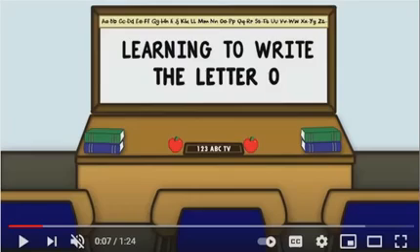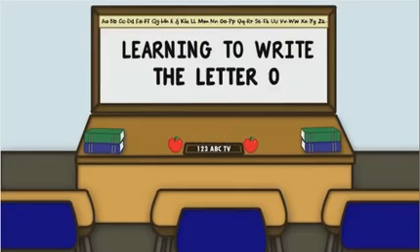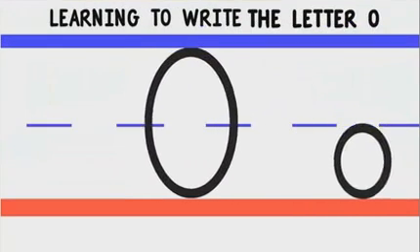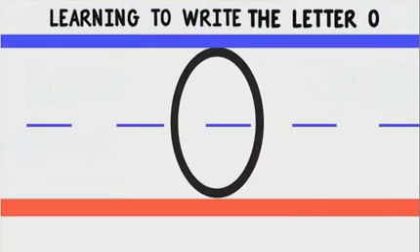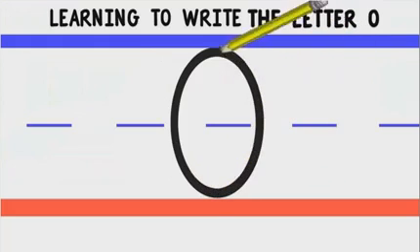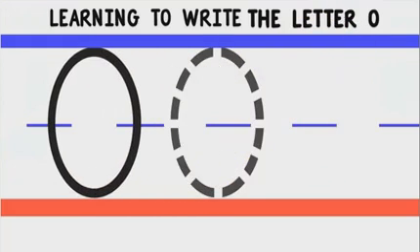Okay, now you've listened to the letter O song. Okay, let's learn how to write letter O. Are you ready? Let's start. O's for octopus. First, you take your pencil and go round. That's how to write the letter O.